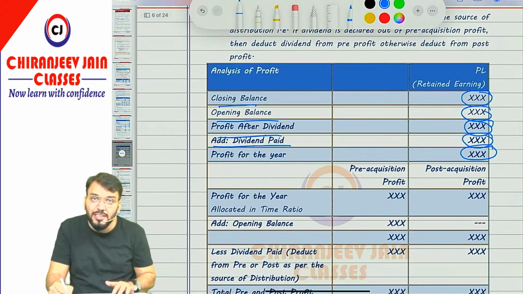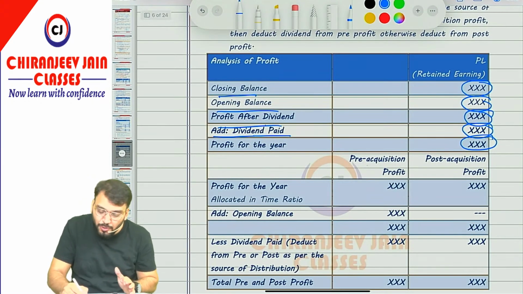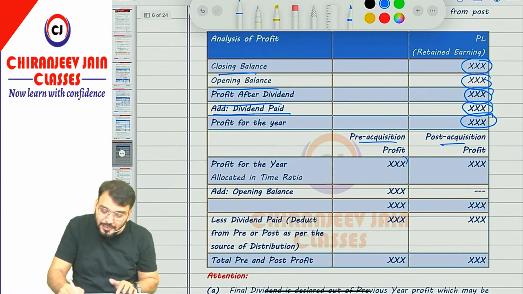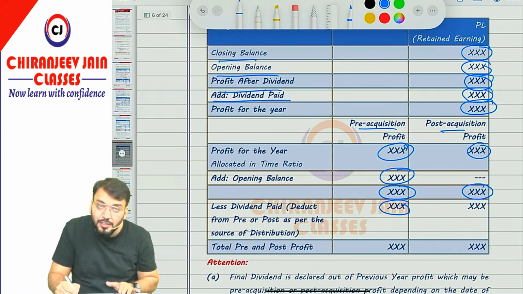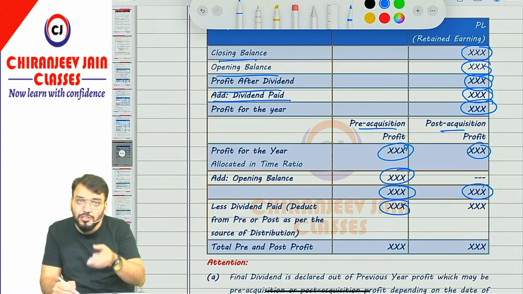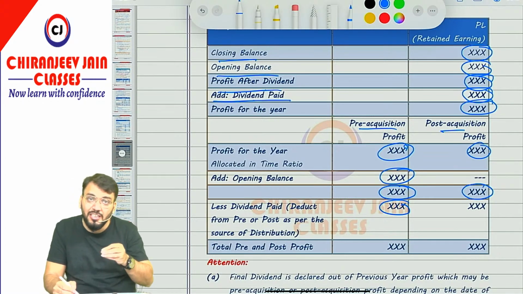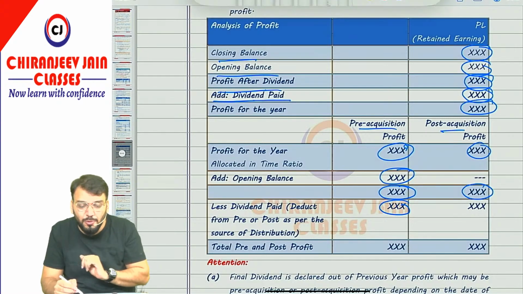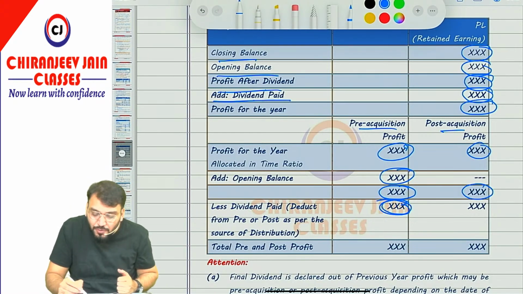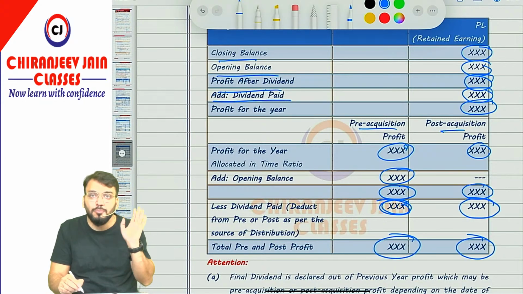This profit for the year should be allocated to pre and post acquisition profit, as per time ratio. In this we will add opening balance. This will become total pre and total post. Then minus dividend paid from pre or from post as per the source of distribution. Just see whether the dividend has been declared from pre-acquisition profit or post-acquisition profit. If declared from pre, minus from this. If declared from post, then minus from post, and this becomes total pre and total post-acquisition profit.